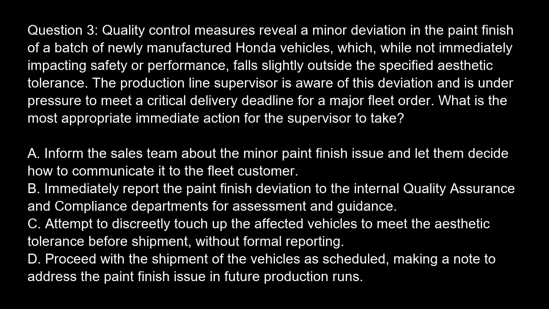Option A. Inform the sales team about the minor paint finish issue and let them decide how to communicate it to the fleet customer. Option B. Immediately report the paint finish deviation to the internal quality assurance and compliance departments for assessment and guidance. Option C. Attempt to discreetly touch up the affected vehicles to meet the aesthetic tolerance before shipment, without formal reporting. Option D. Proceed with the shipment of the vehicles as scheduled, making a note to address the paint finish issue in future production runs.